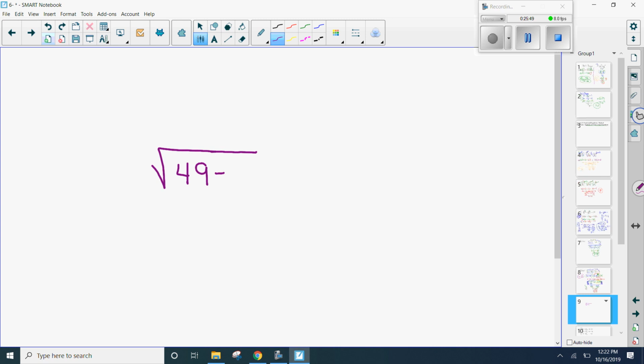Square root of 49 minus 13 plus the square root of 9. Okay, what's 49 minus 13? 36. The square root of 36 is 6. The square root of 9 is 3, which would make this 9. That's a true statement, right?